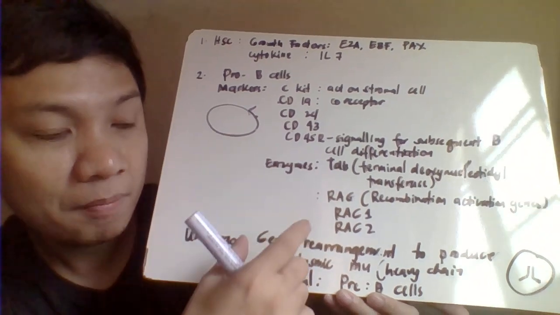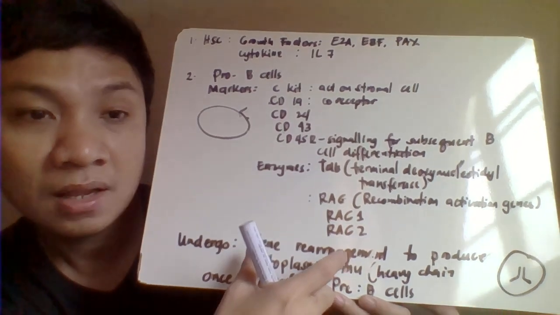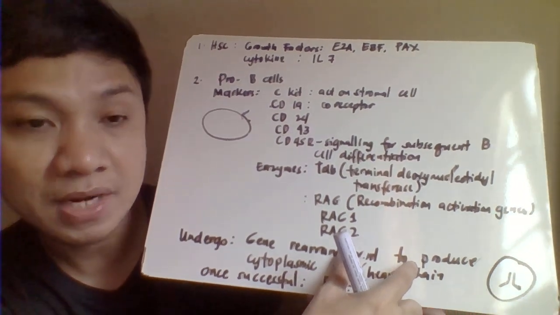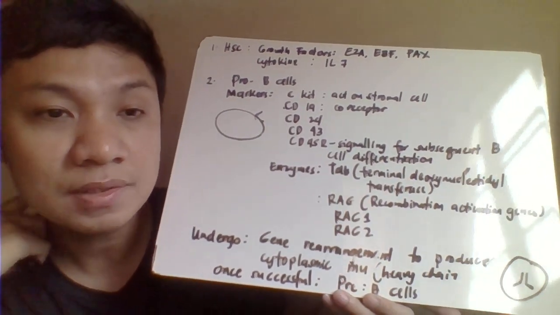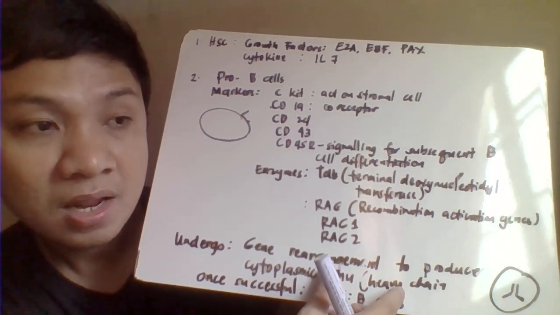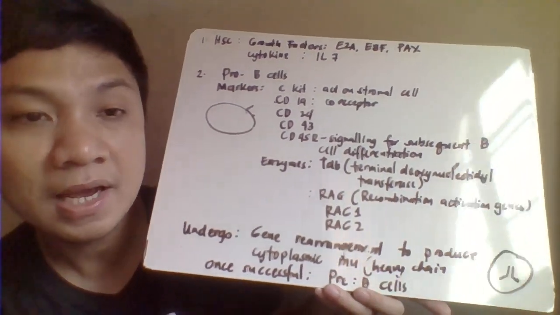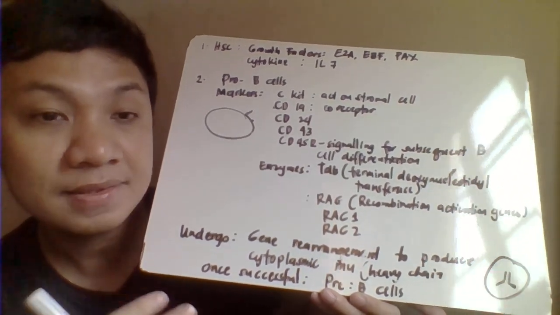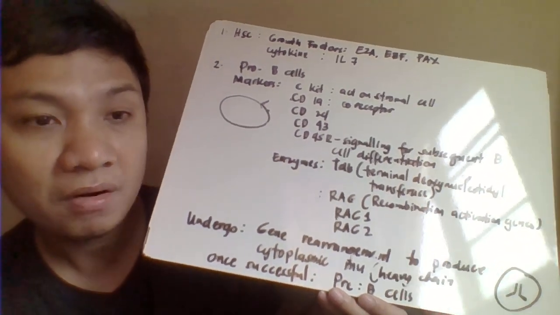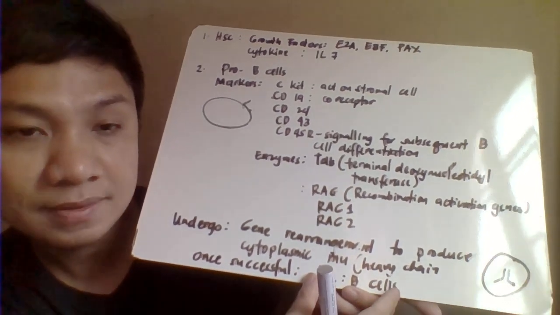So your pro-B cells undergo development by undergoing gene rearrangement in order to produce your heavy chain. The first antibody that it produces is the IgM. So this gene rearrangement is primarily for the production of your heavy chain mu. It makes the heavy chain mu in the cytoplasm, inside. Once it is successful in its gene rearrangement for the production of the cytoplasmic mu, it becomes the next stage, your pre-B cell.